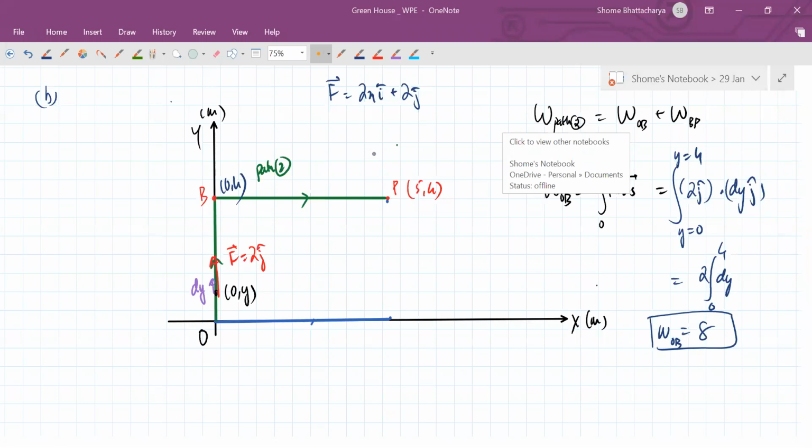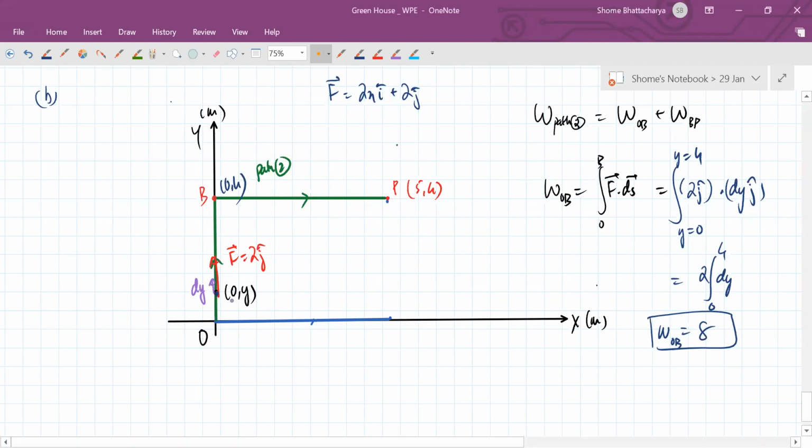Okay, so the work done by path 2, we are doing the same thing. We are dividing into O to B plus B to P. Now, when you're going from O to B, at any point you can see your x coordinate is 0. You are at 0 comma y going from 0 to 4. So if your x coordinate is 0, then the force's x component will become 0. So the force at this point is just 2j cap. So integrating F dot ds from O to B, it just becomes 2 dy integrated from y equal to 0 to y equal to 4. Understood this calculation?